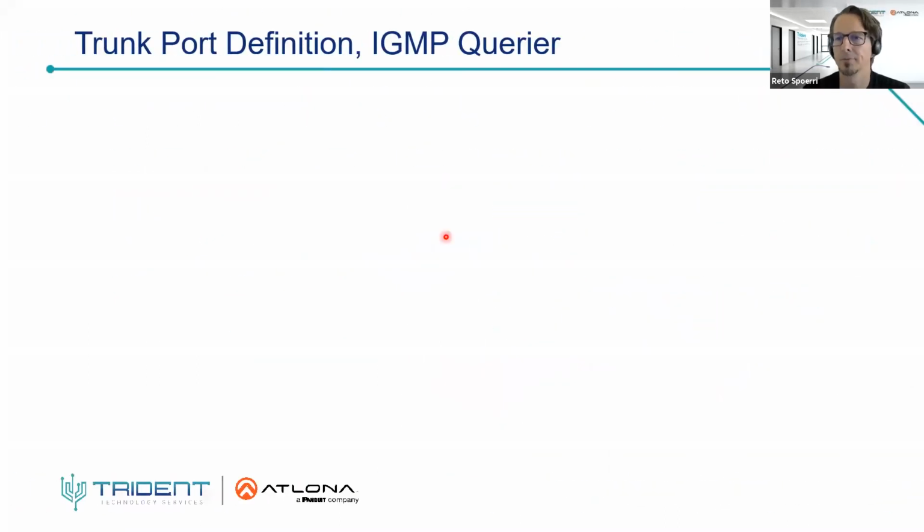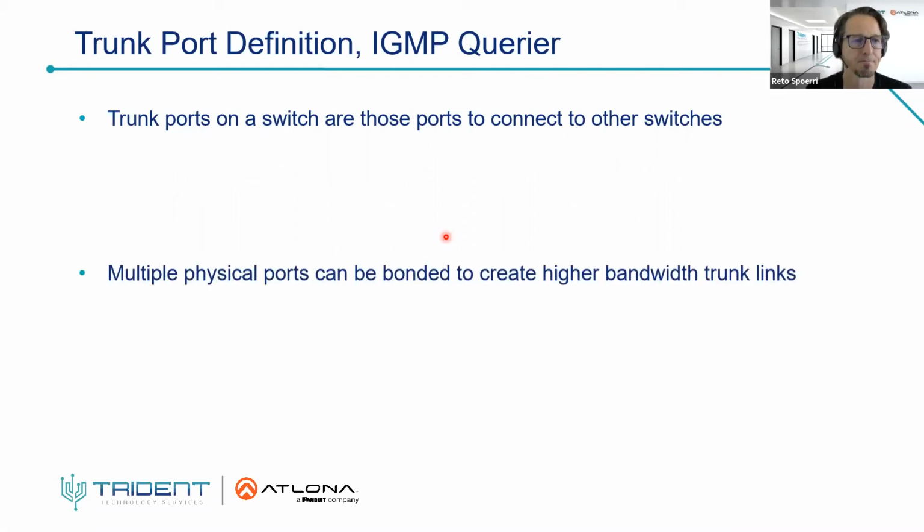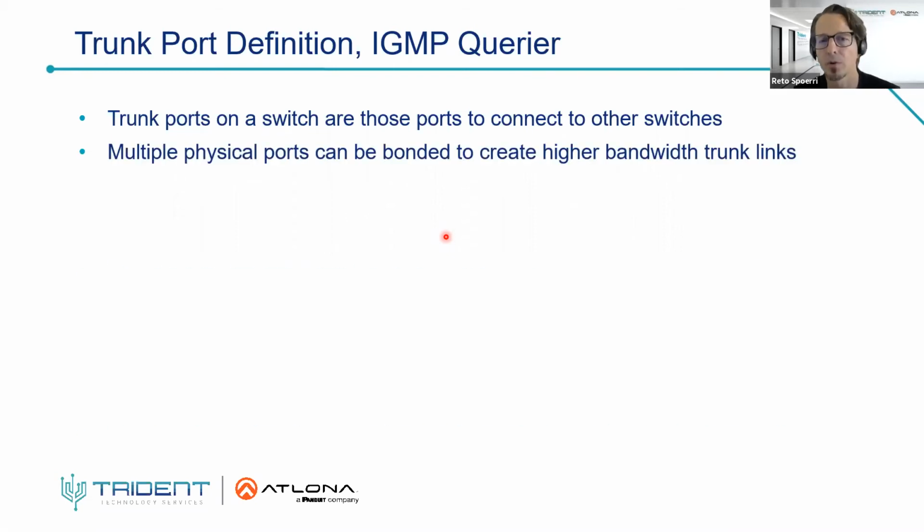Good. Now you heard about the IGB carrier. Let's see what we have here. Trunk ports on a switch are those ports to connect to other switches. So it's not an access port, it's a trunk port. So it goes from one switch to another switch. You will not want to connect an endpoint, a camera, or a Wi-Fi access point to one of those lines. It can either be copper or fiber, doesn't matter.